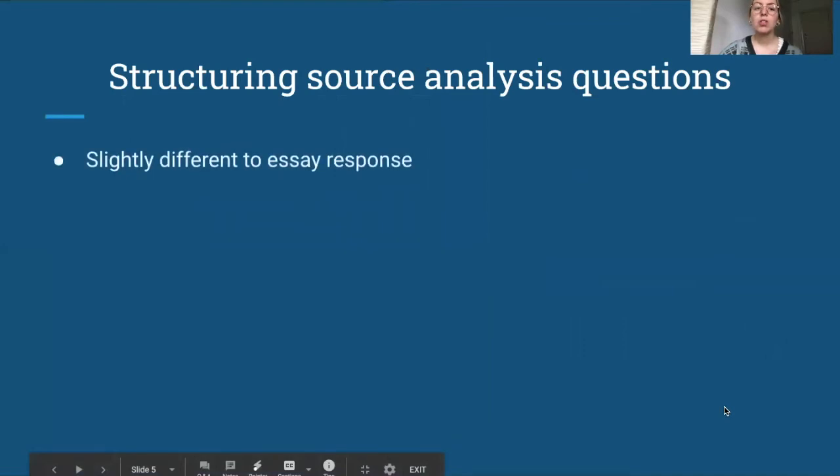Okay, how to structure your source analysis question. As we've touched upon, it's slightly different to an essay response, where you would have your introduction, which is your main argument, and then you would prove your argument through perhaps 2 or 3 points in the main body of your essay, using examples and evidence to justify that, and then your conclusion, which cyclically brings it all together, summarizes, and polishes off the essay.